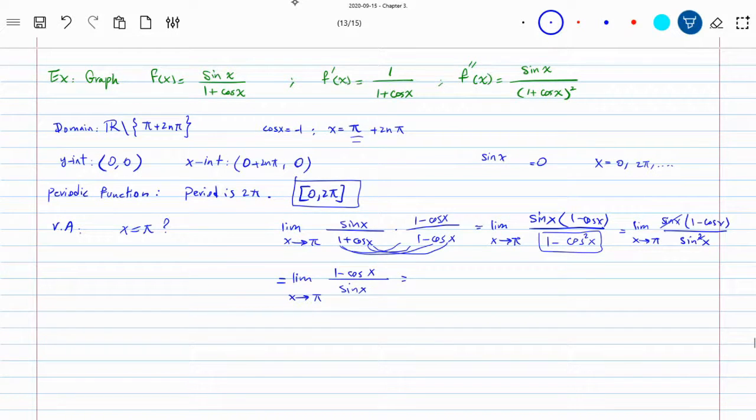Now, if you replace pi into the function, what you get is 1 minus cosine pi, which is 2, and sine pi is 0. Since you have a constant divided by 0, you can say, yes, x equals pi is a vertical asymptote. So all this work was to get to this point, where you have a constant divided by 0. This is undefined in terms of value, but in terms of limit, this might approach either positive or negative infinity.